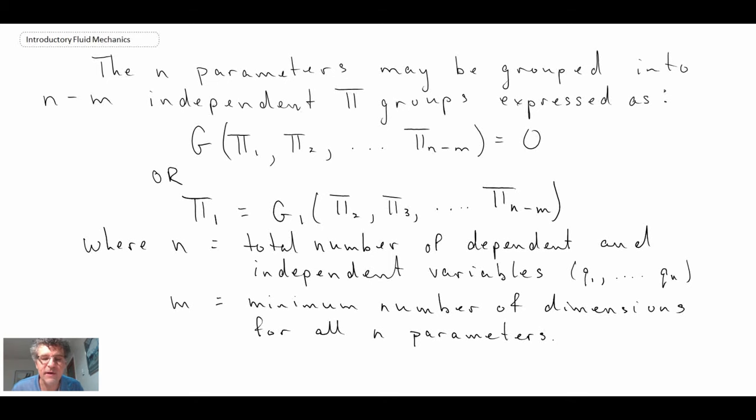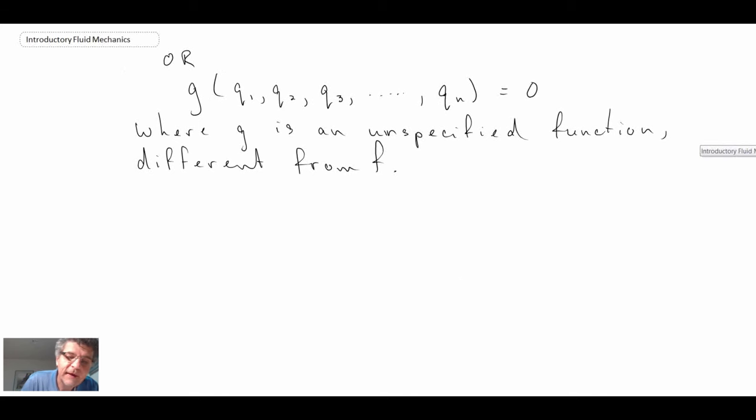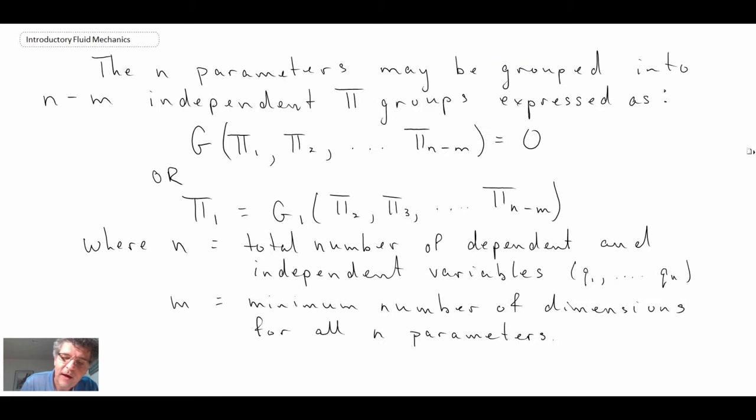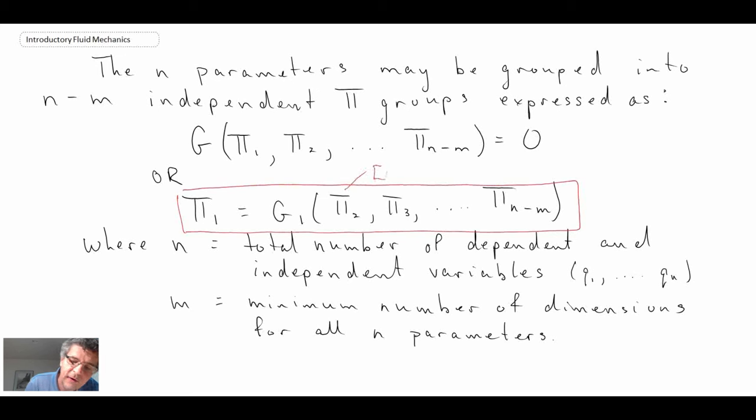So we have these functions. And the thing that is different from this function is that it had all dimensional variables. So those have dimensions, those have dimensions. But when we come to the pi groupings, these pi groupings are all non-dimensional, so they all have units of one. And so that's the difference. What we've done is collapse all the variables in our experiment into these pi groups. And so we say that there can be n minus m of these pi groups. So let's take a look at that.